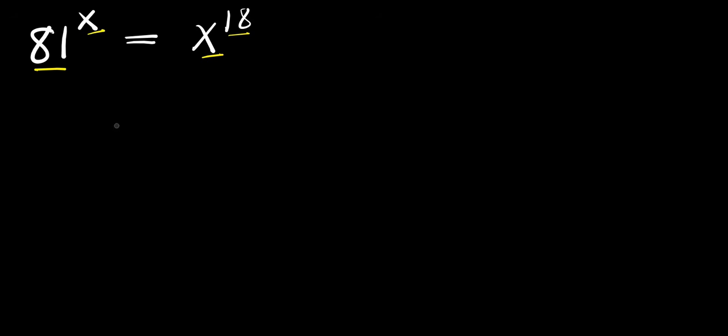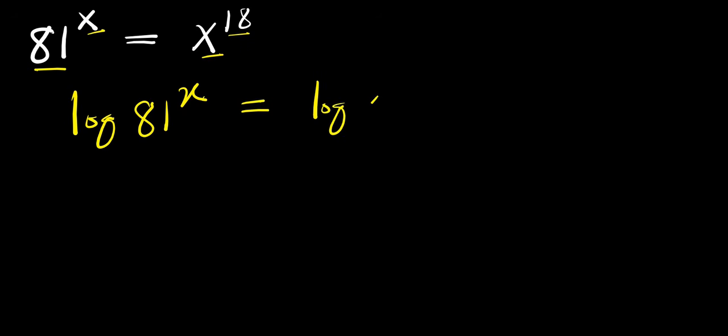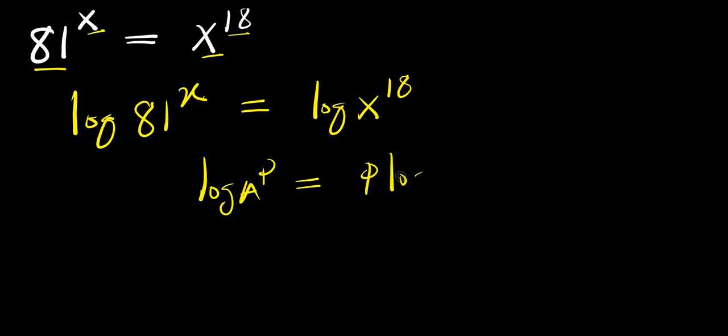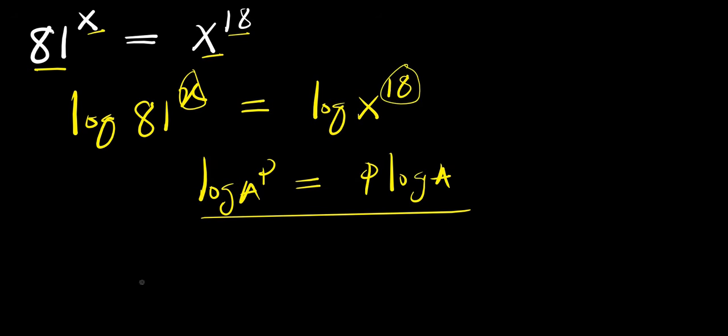I'm going to make use of log. So take log of 81 power x equals log x power 18. So if you have log a power p, this equals p times log a. So the x will come behind log and 18 also will come behind log.